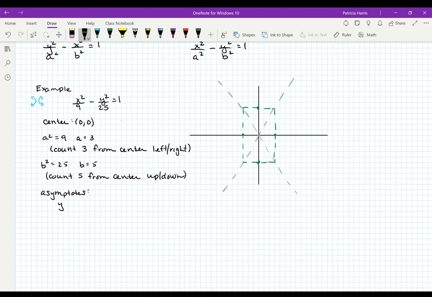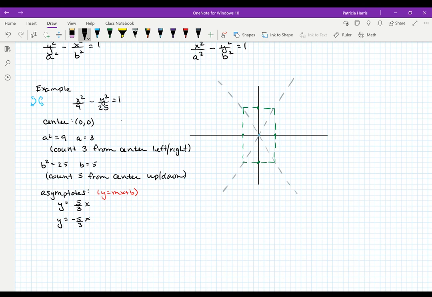So for this one, we're going to go with the positive slope. We're going to go up 5 over 3, that is my slope, and we have a y-intercept of 0. Please note I am using the form y equals mx plus b for this one. We're going to use another form for a line when we get to not centered at 0, 0. And then negative 5/3 x.